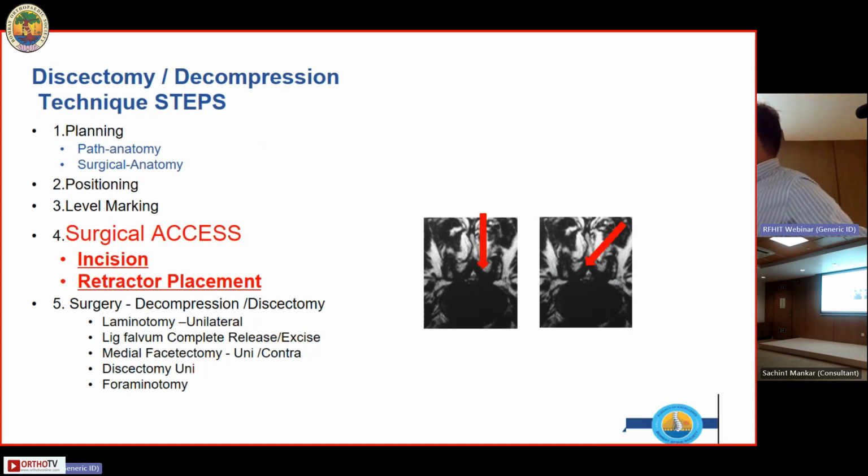As we see, the step 1, 2, 3, and 5 remain same. In any technique you do, the positioning, the planning, the level marking, it has to be absolutely precise and same, which we will see in detail also.